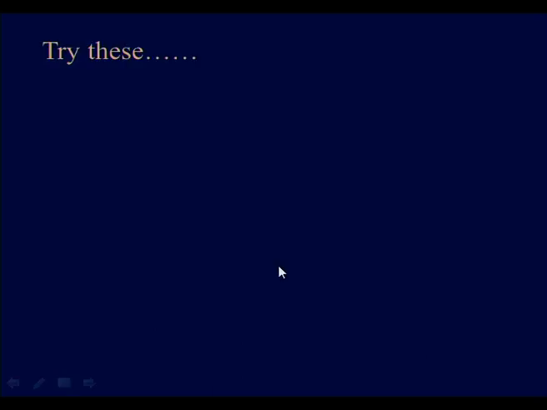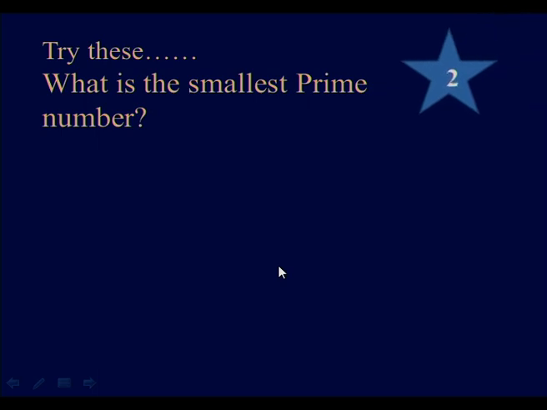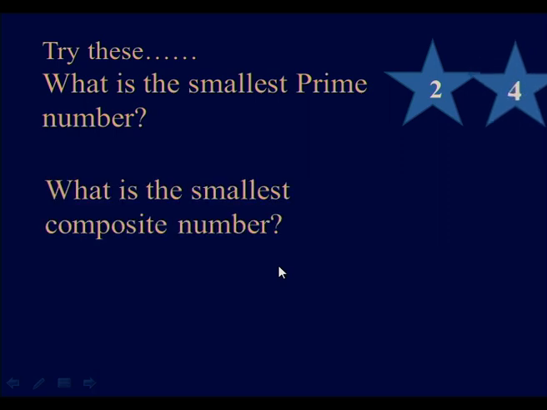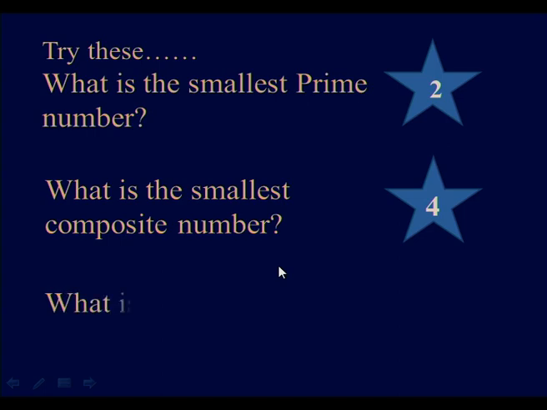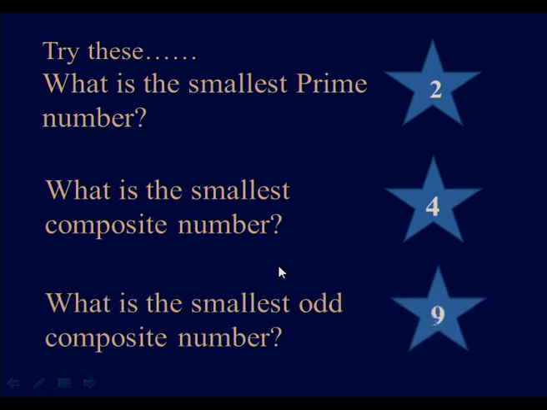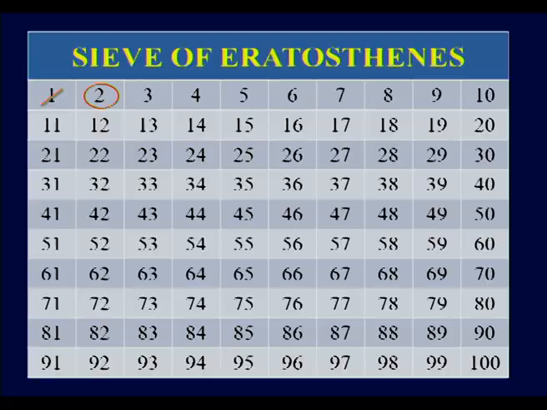Try these. What is the smallest prime number? As we have already seen in the table, it is 2. What is the smallest composite number? It is 4. What is the smallest odd composite number? It is 9. Children, now let us see here a table showing the numbers from 1 to 100.